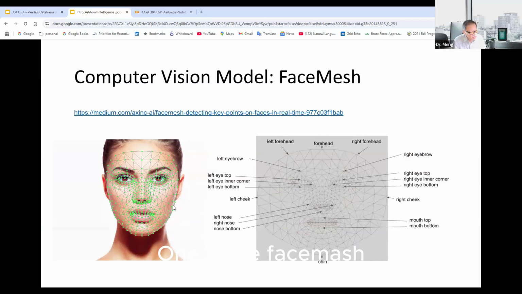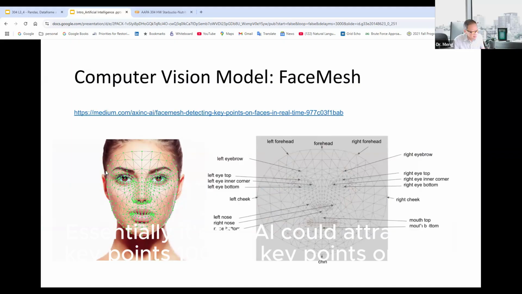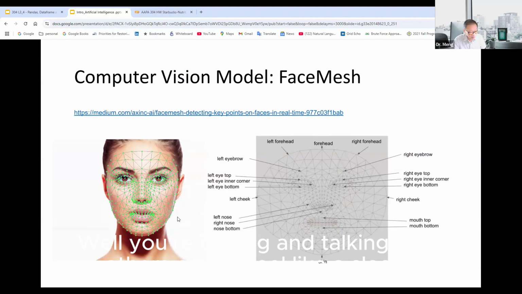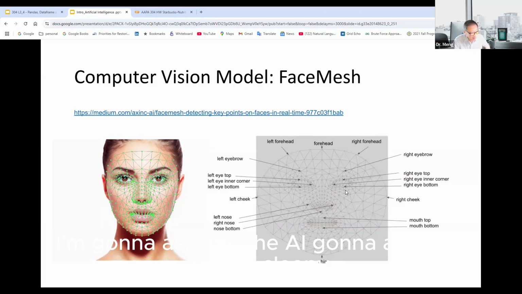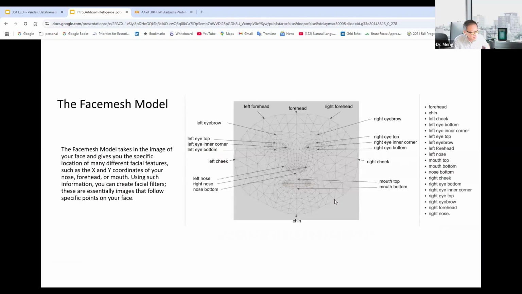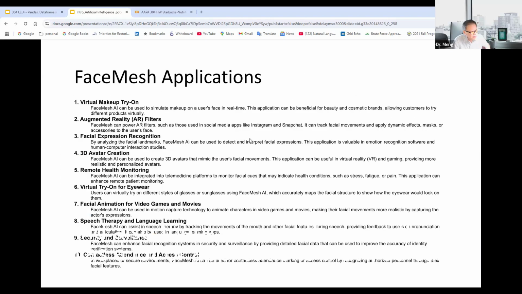One is the face mesh. Essentially, AI is going to track 184 key points on your face. Let's say you're driving and talking with others, or you feel sleepy. Based on your mouth and also your eyes, eye top, eye bottom, if you're blinking or you close them, or the width is very small, smaller than usual, the AI can assume you're sleepy. It's going to give you a warning while you're driving, right? There are a lot of applications that you can make with the face mesh.